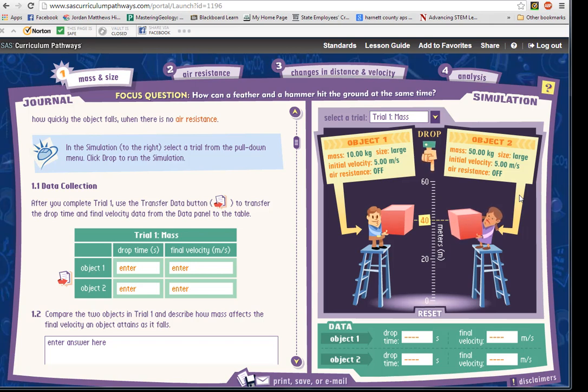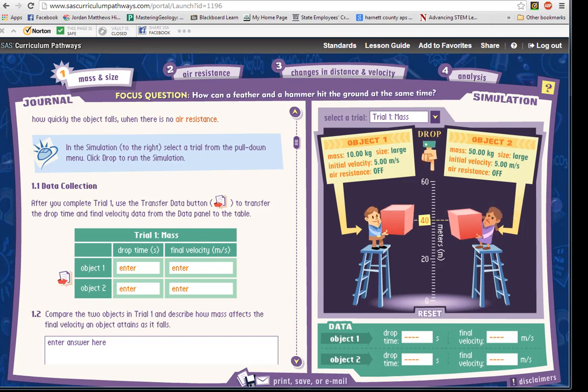When an object falls to Earth, the only force acting on it is its weight, because air drag is negligible. Then that object will fall at a constant acceleration of 9.8 meters per second every second. That means that it will pick up its speed by roughly 10 meters per second every second.